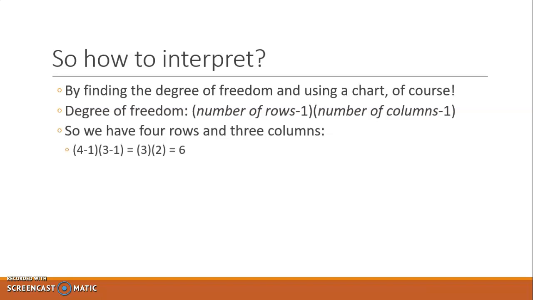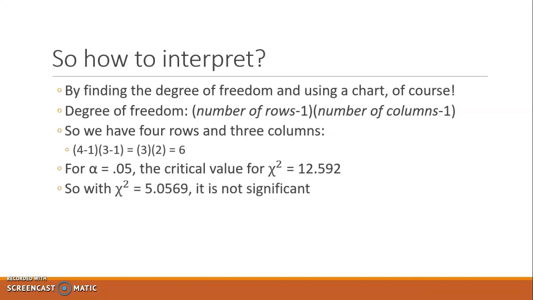You find the chart, which has been uploaded and will of course be attached to the formula sheet when you're taking your test. For alpha equals 0.05, the critical value for chi-square is 12.592. So with our chi-square number being 5.0569, this is less extreme than the critical value, therefore it is not significant.